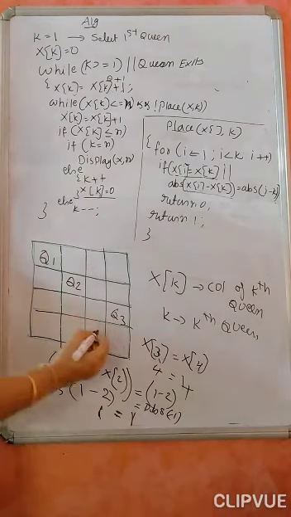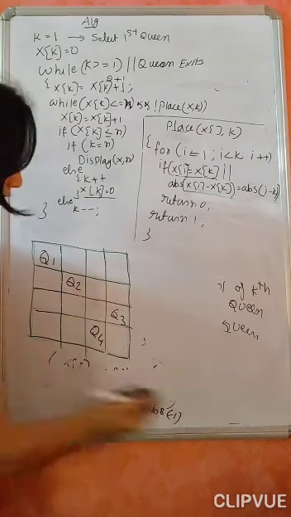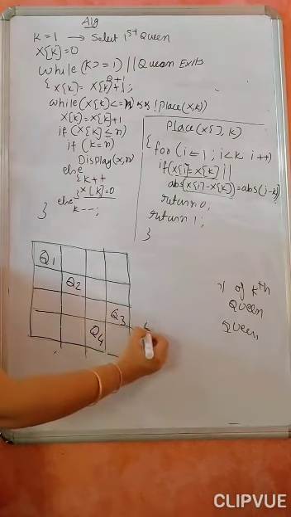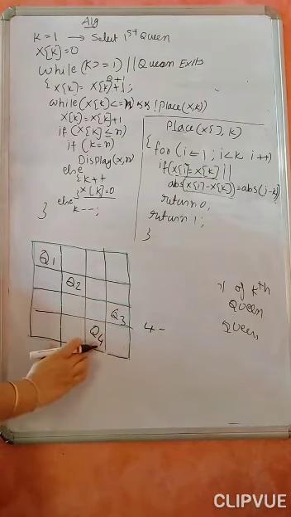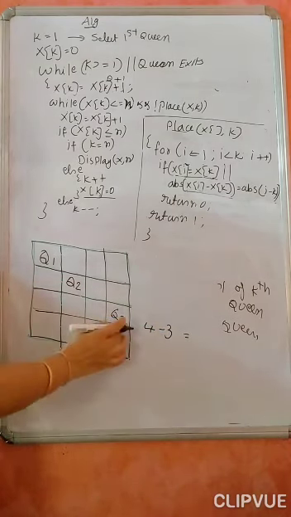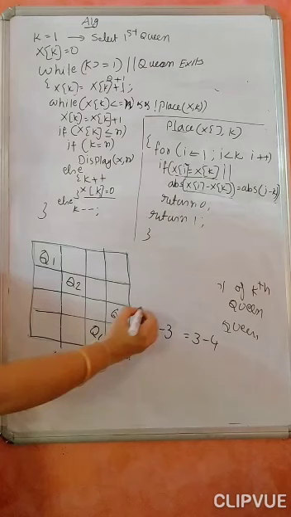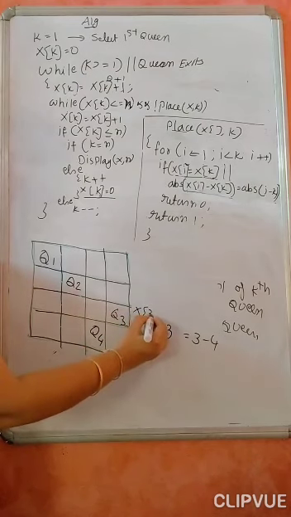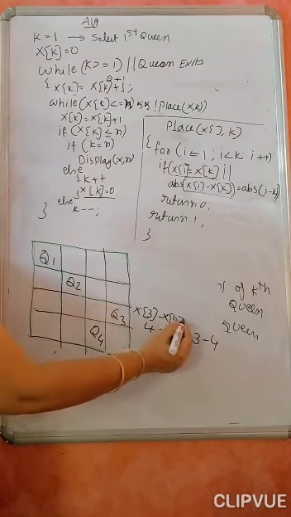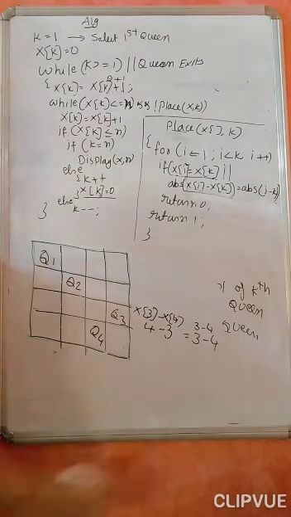Okay, now I will consider these cases. Here also there is a diagonal attack. So how to check it for a diagonal attack? I have to check which column the third queen is placed in, and which column the fourth queen is placed in, that is 3. So this is for the third queen and the fourth queen: where the third queen is placed minus where the fourth queen is placed.